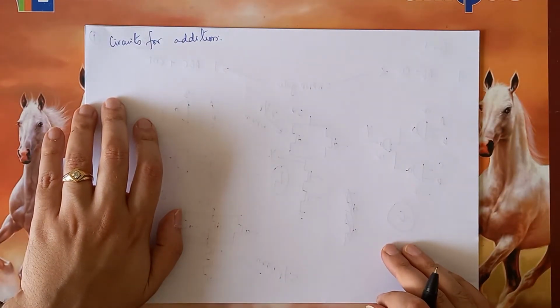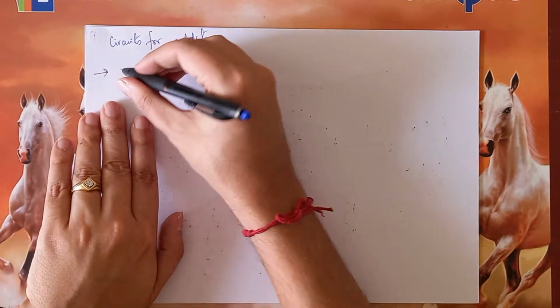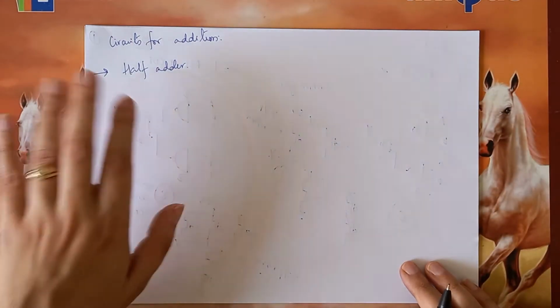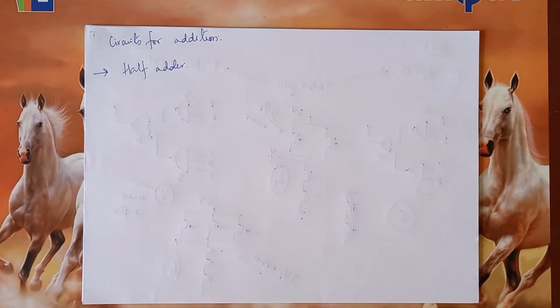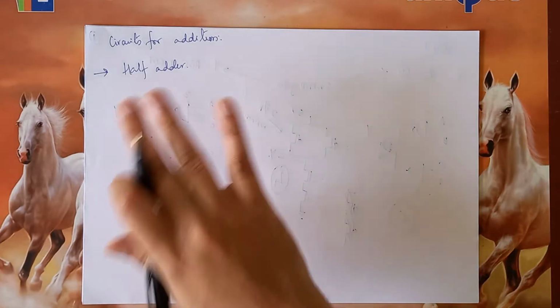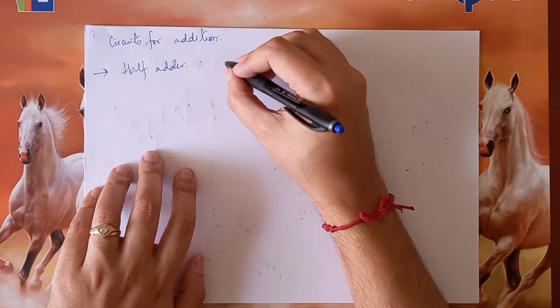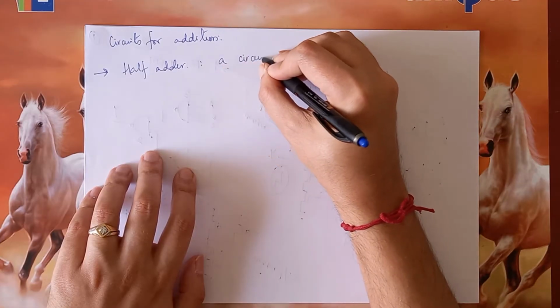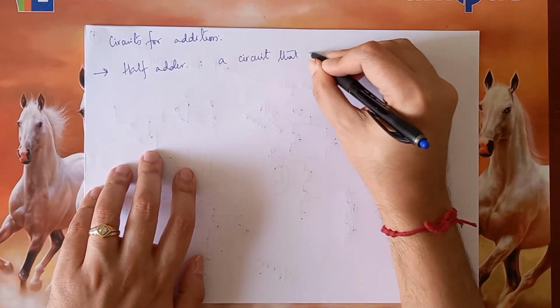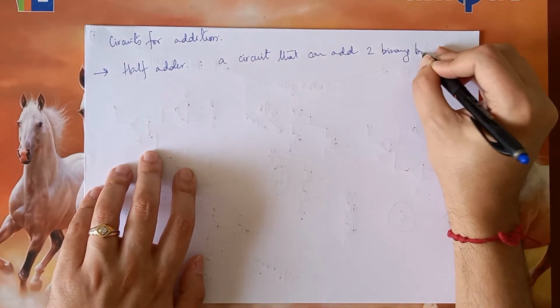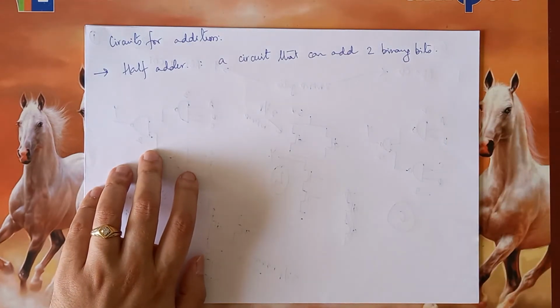So over here, the very first circuit we're going to take a look at is called a half adder. Now the name might sound very strange, but bear with me. We are soon going to see why it's called a half adder. So a half adder is a circuit that can add 2 binary bits.